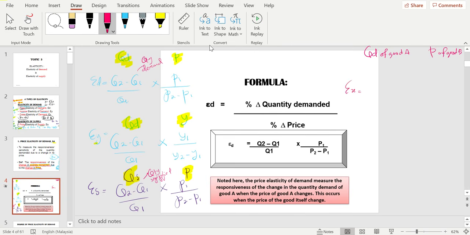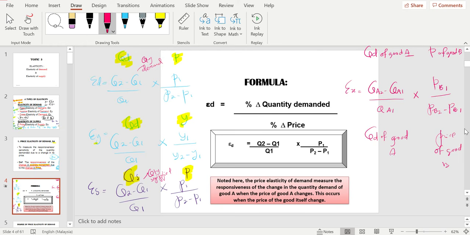EX. Because we don't want it to be this formula, we have to make a slight difference. We also have to state which goods are involved. QA2 minus QA1 over QA1 times PB1, PB2 minus PB1. See? It's the same formula. You just put the alphabet symbol of the goods to differentiate. Because this one is quantity demand of good A, and this is the price of good B. This is the difference between cross elasticity of demand and price elasticity of demand.